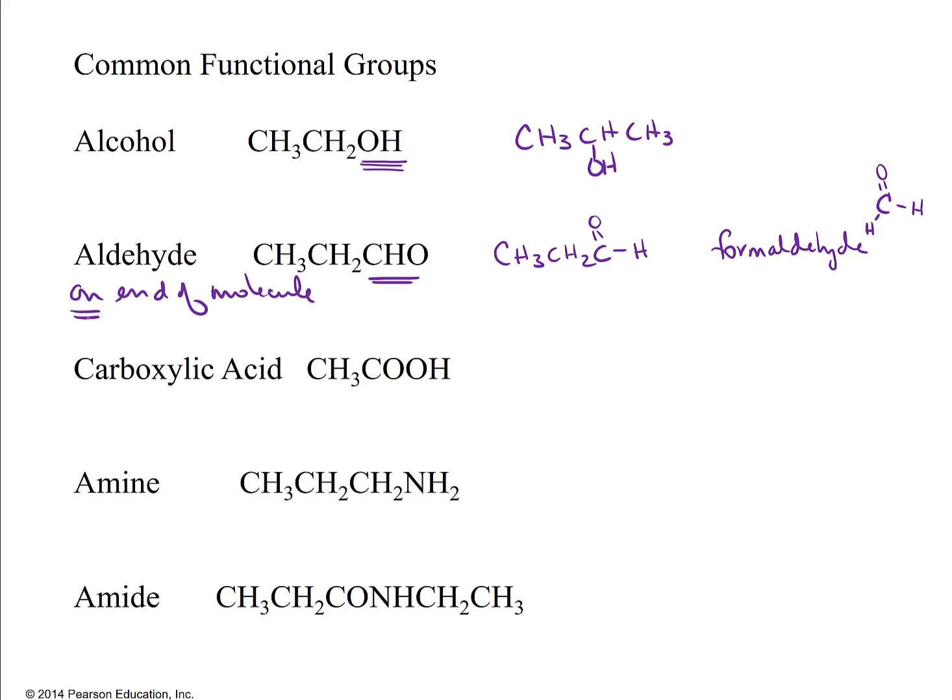Carboxylic acids look a little like an aldehyde, except they have an extra oxygen. This is what vinegar is, so we're going to use this in lab tonight. So this is 2 oxygens on an end carbon. One of them is double bonded, the other one's like an alcohol. Those 2 together create your carboxylic acid. This is acetic acid, which is vinegar. This is always on the end of a molecule. You won't find a carboxylic acid in the middle of a molecule.